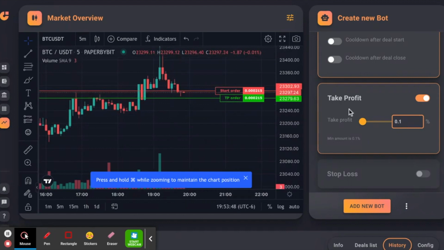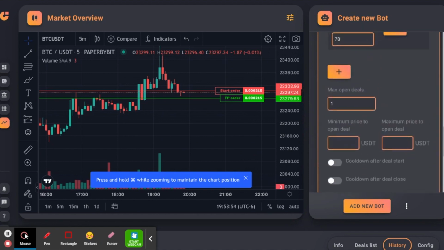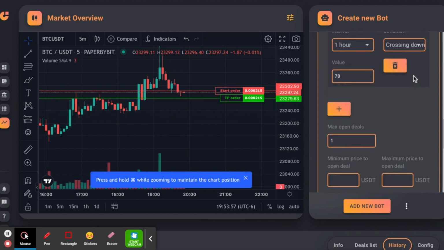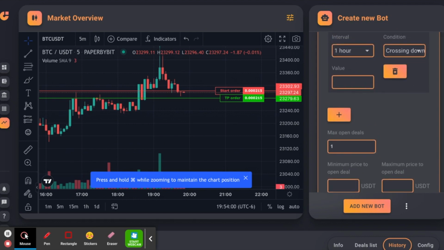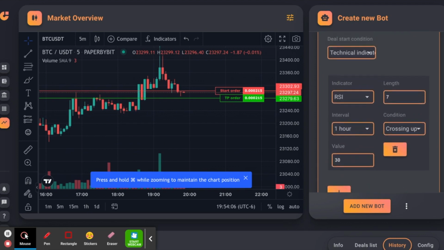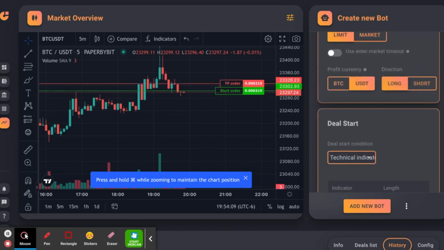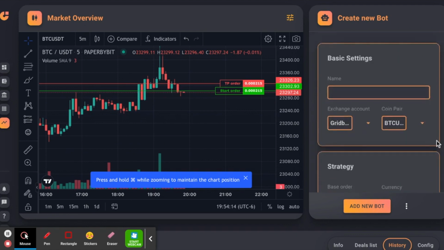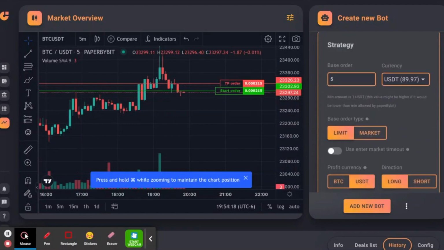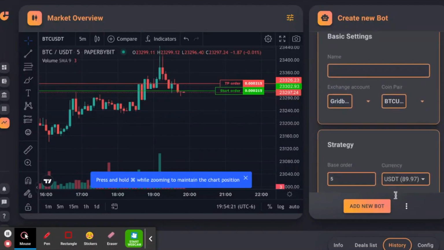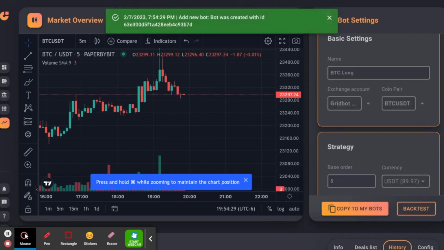Now, on the flip side, if you want it to, anytime it crosses below 30, so again, I'm going to say 30, crossing up, and I'm not going to go short, I'm going to go long, and boom, you've just changed it. So what I can end up doing is I'm going to name this. My base order is 5. My name is going to be BTC, and I'm going to say long. So there, I've added my new bot.